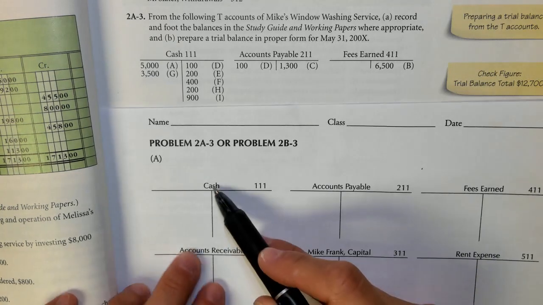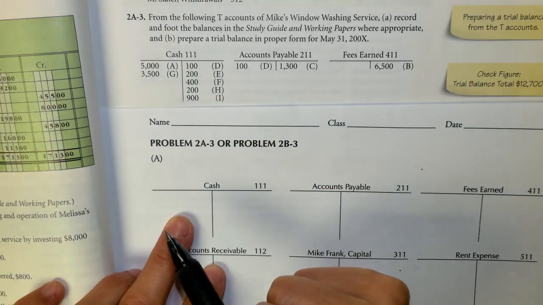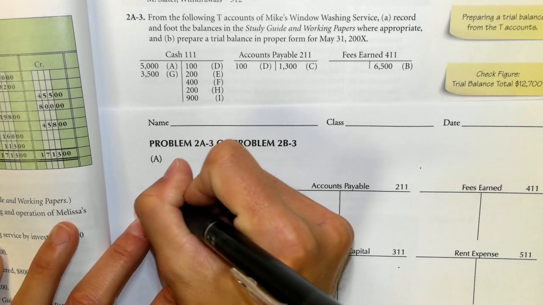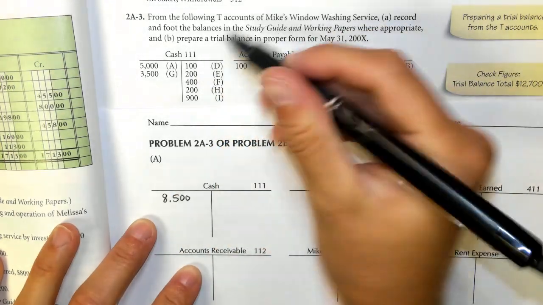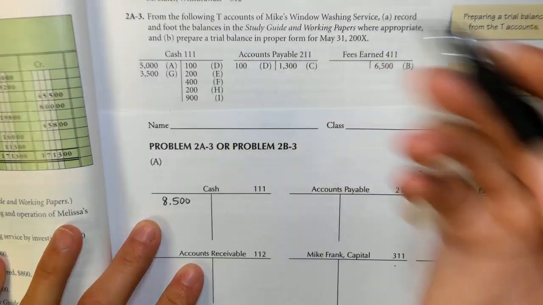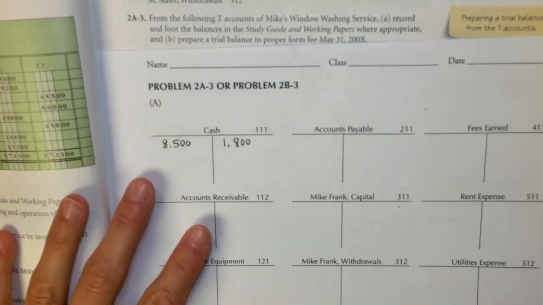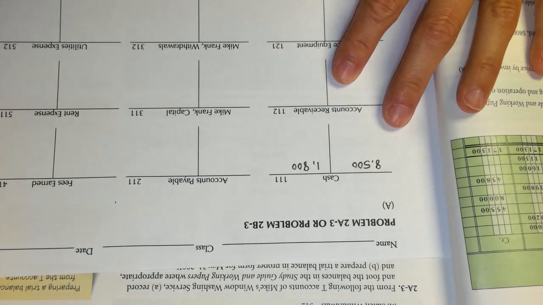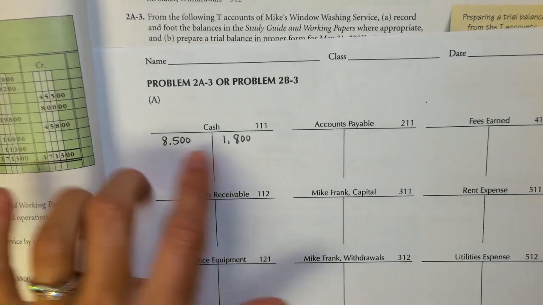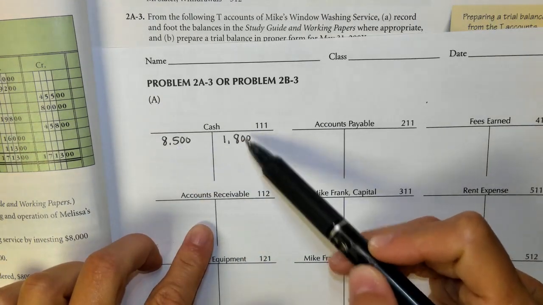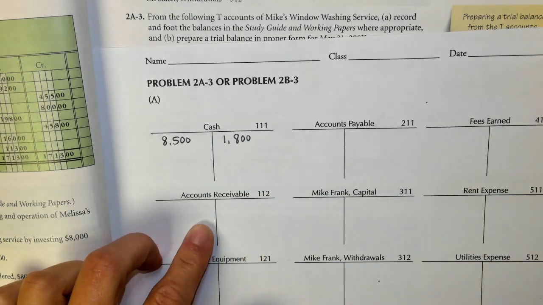So let's just start with cash, and here we have $5,000, $3,500. So on the left, on the debit, we would have $8,500, and on the right, we need to add all these up. So there's $1,600, $800, $1,800. So that's what we have for cash, and this is our footings right now, right? And we need, I'm sorry about that. This is our footings, and we need to get our ending balance. So we take $1,800 minus, or we subtract the $1,800 from the $8,500.